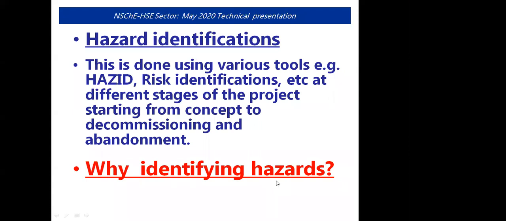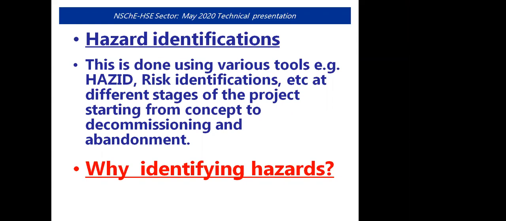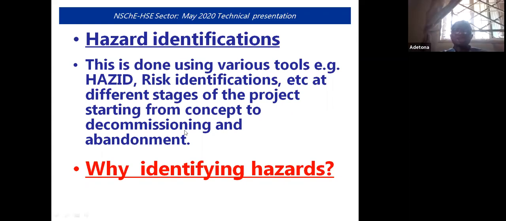Now, hazard identification. There are so many tools to identify hazards. This is done using various tools, for example hazard identification, and we also have risk identification, and so on and so forth. These are done at different stages of the project, starting from concept to operation, decommissioning, and abandonment.